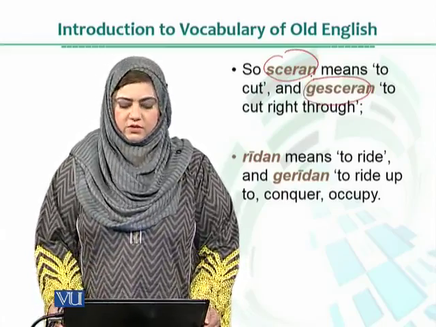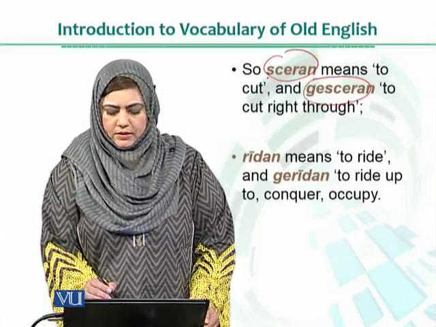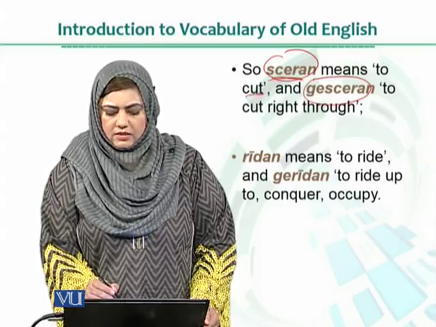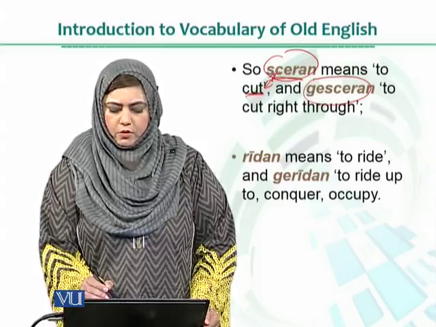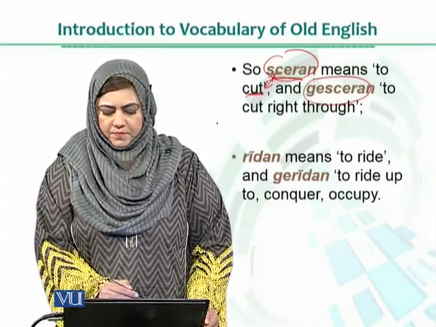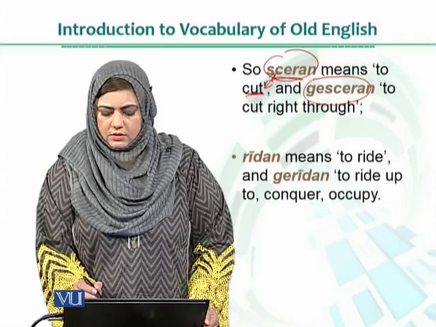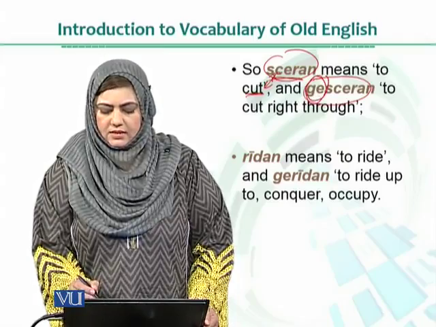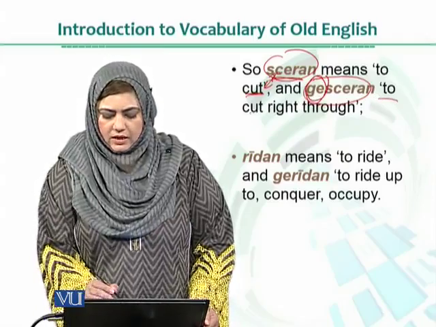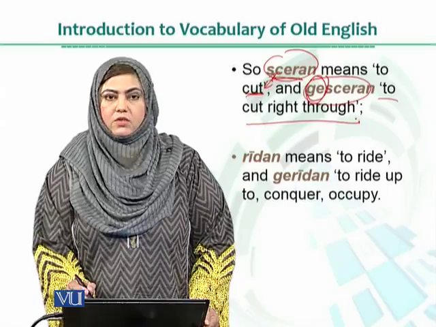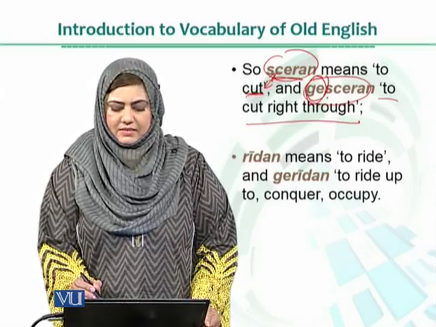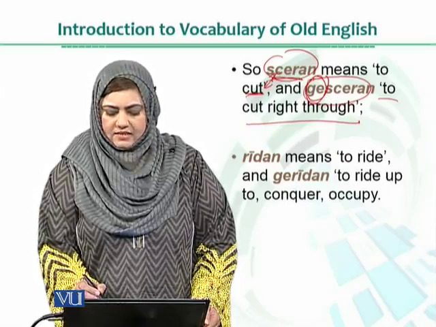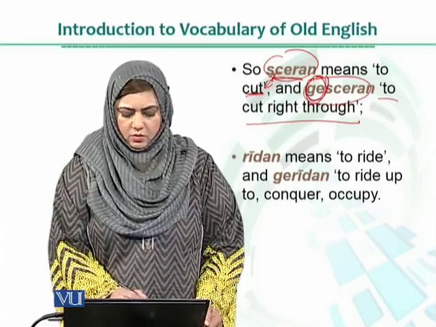Let me explain these words to you. If you notice the first one, secan means to cut. This was the Old English word for the modern English word cut. But if you see this prefix, gesecan means to cut right through. So when some action is completed, done perfectively. So by adding this prefix, this is how words were made in Old English.